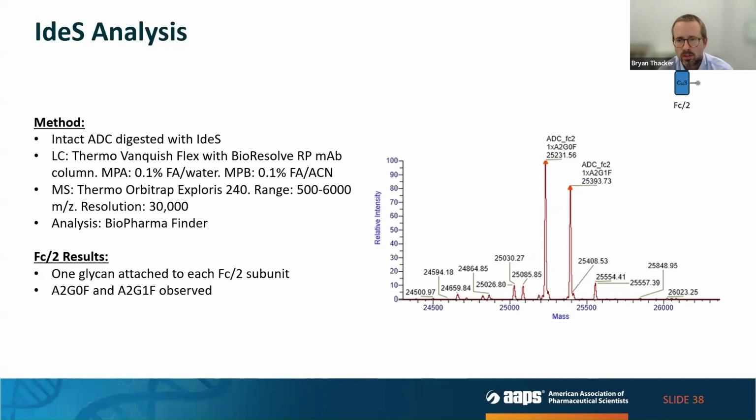In particular, we see 1 glycan per Fc subunit. And the annotation here confirms that the same glycans that we saw in the intact analysis are present here, with the G0F and the G1F glycans attached to the Fc domain.